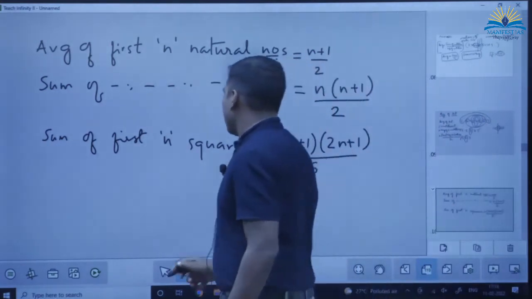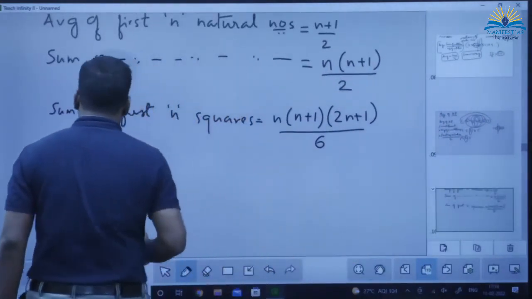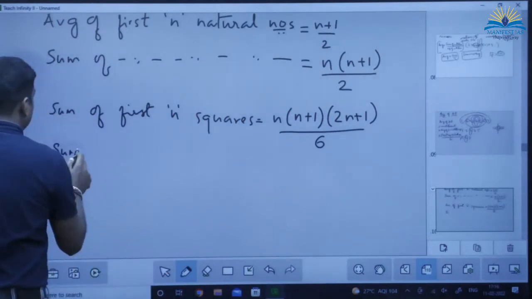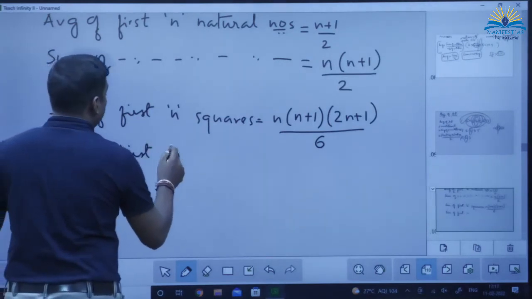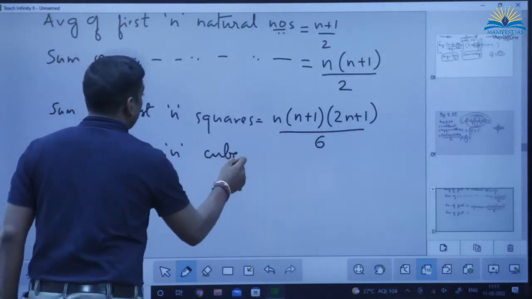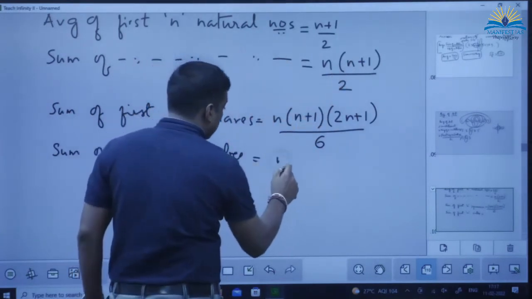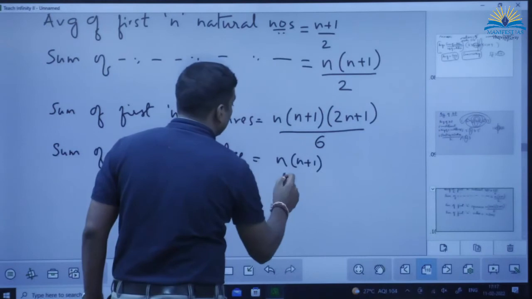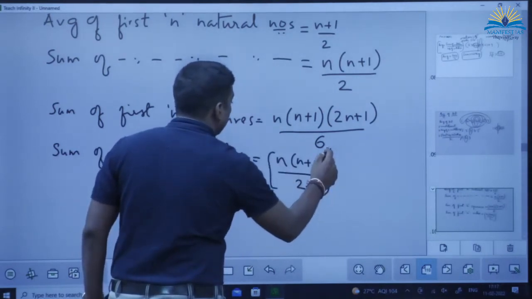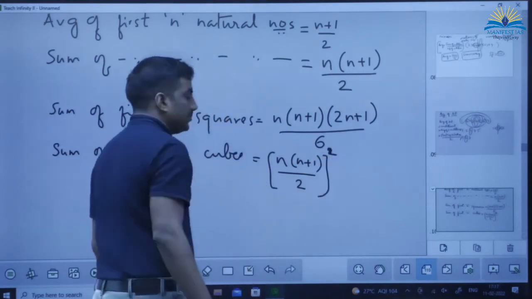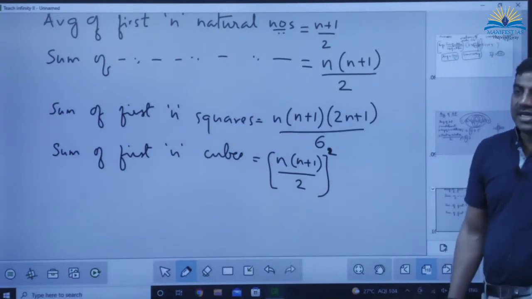Again, the sum of the first n cubes. This is very simple. Take this formula, the sum of n natural numbers, n into n plus 1 by 2, and make a square of this. That will be your sum of the first n cubes.